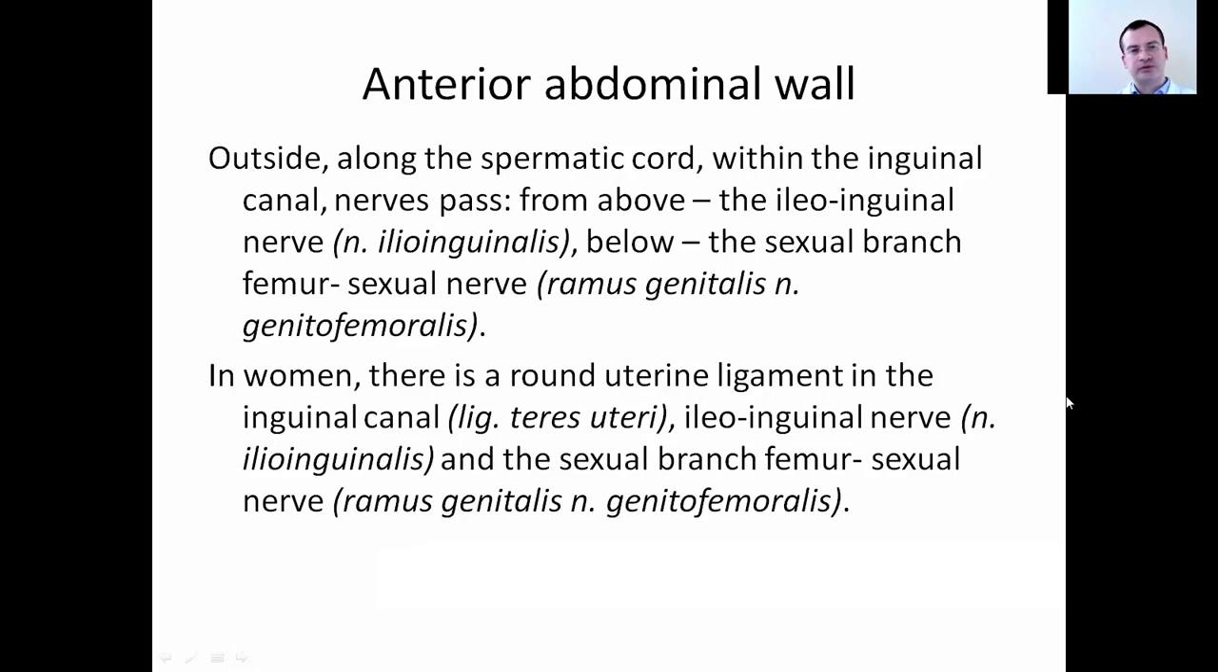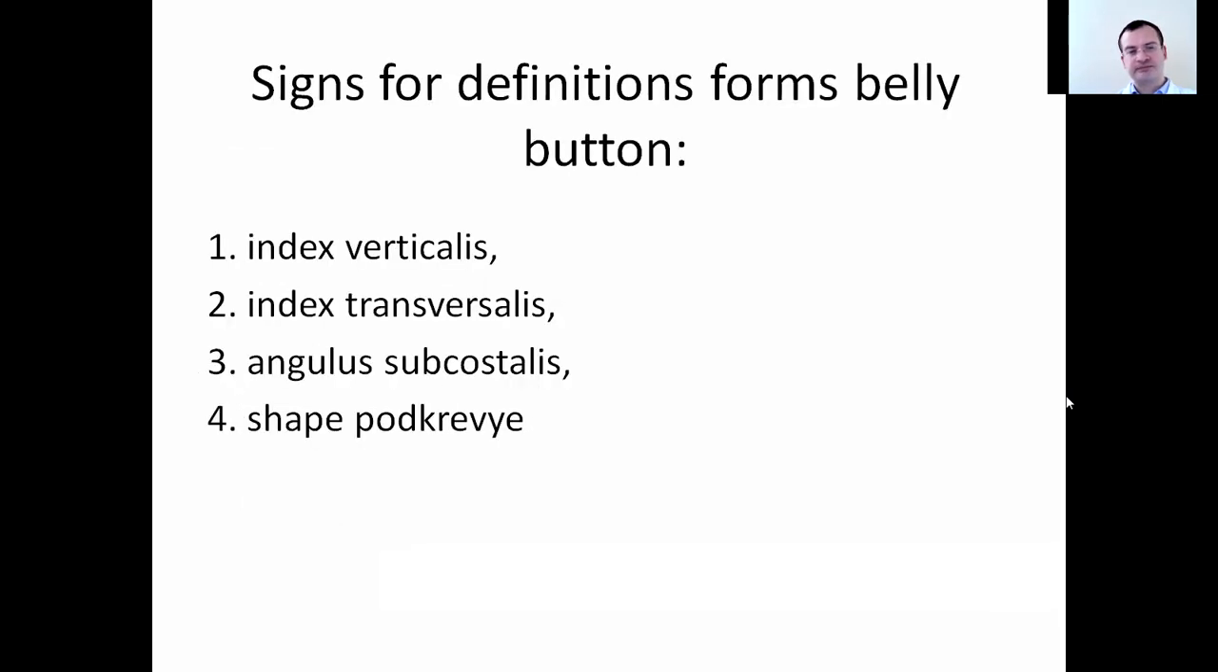Anterior abdominal wall. Along the spermatic cord within the inguinal canal, nerves pass: from above the ilioinguinal nerve, below the genital branch of the genitofemoral nerve, ramus genitalis nervi genitofemoralis. In women, there is a round uterine ligament in the inguinal canal, the ilioinguinal nerve, and the genital branch of the genitofemoral nerve, ramus genitalis nervi genitofemoralis.